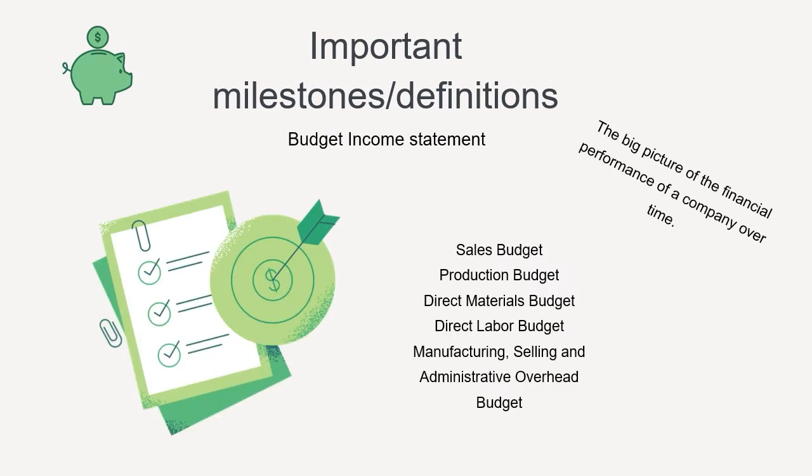Budget income statement. An income statement or profit and loss statement is an essential financial statement where the key value reported is known as net income. The statement summarizes a company's revenues and business expenses to provide the big picture of the financial performance of a company over time. The income statement is typically used in combination with a balance sheet statement. The budgeted income statement is prepared from the operating budgets: sales budget, production budget, direct materials budget, direct labor budget, manufacturing, selling and administrative overhead budget.